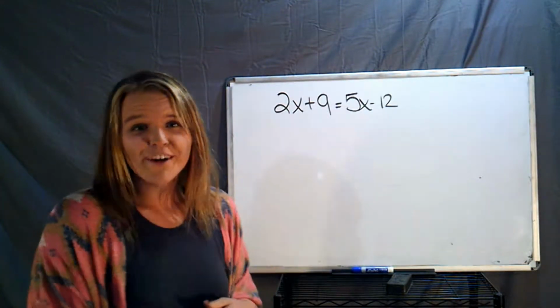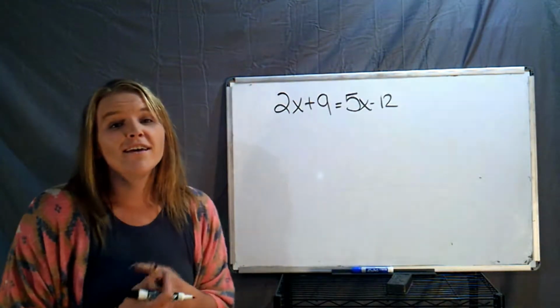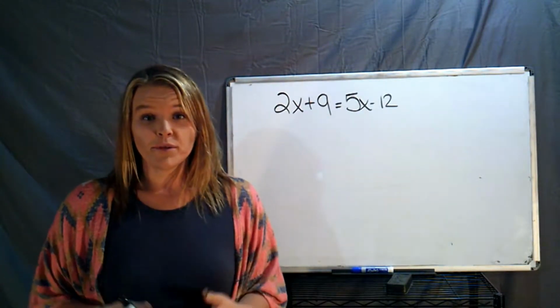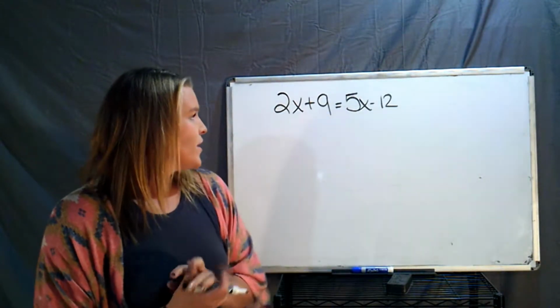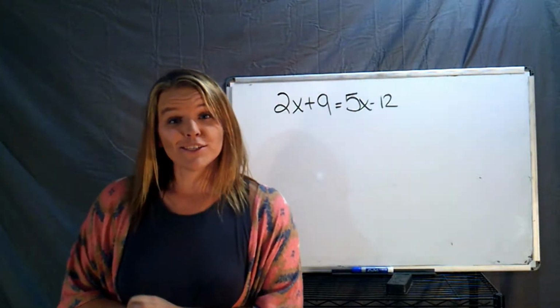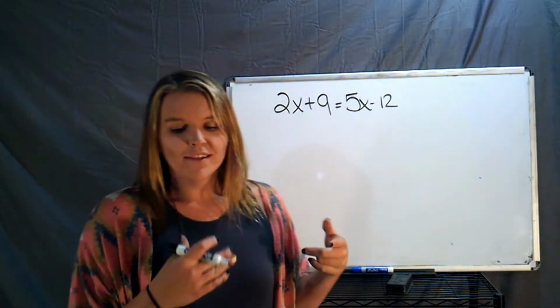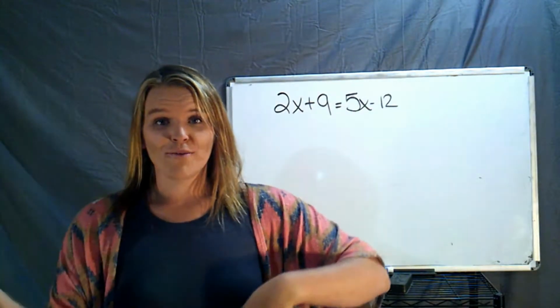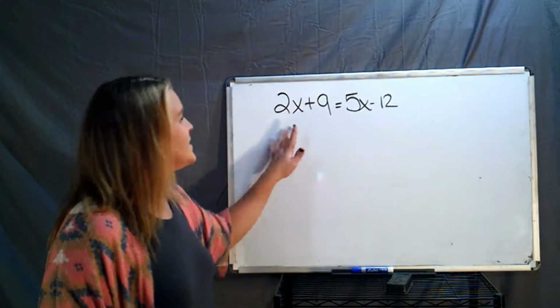Alright, this is the last part of lesson 1.10, and now we're just going to work with some more difficult problems. We have variables on both sides of the equation. So let's do this one. 2x plus 9 is equal to 5x minus 12. Now I really have to worry about getting all my variable terms on one side and all my constant terms on the other. And it doesn't matter which way you go.